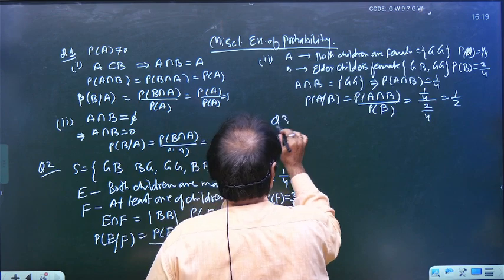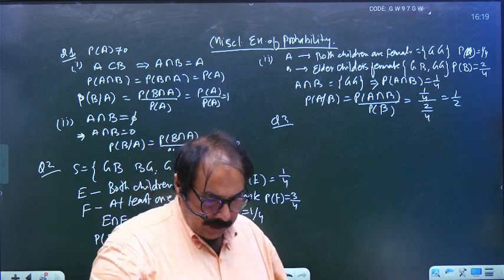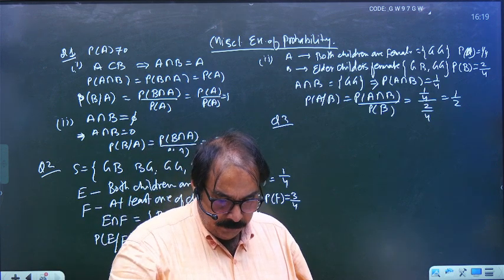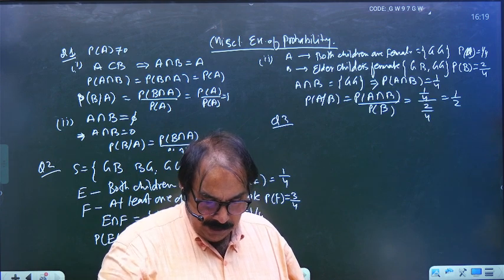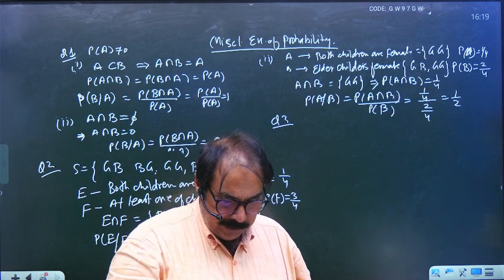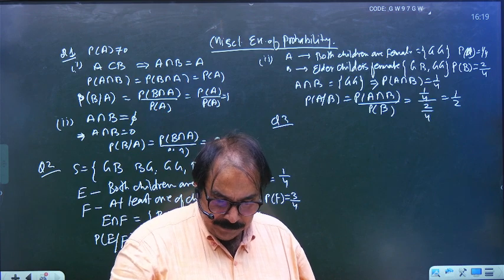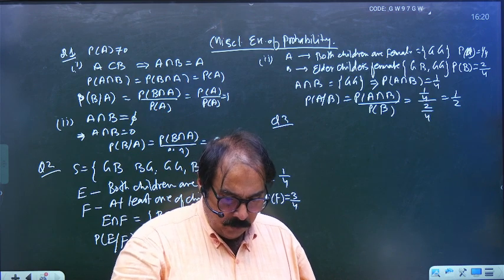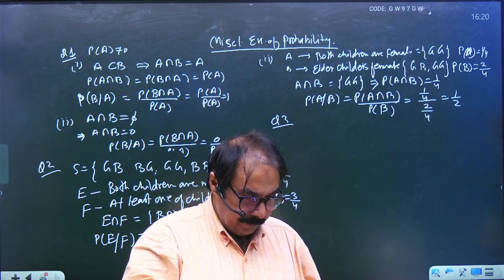Now the next question is question number 3. The third question is: suppose that 5% of men and 0.25% of women have gray hair. A gray haired person is selected at random. What is the probability that this person is male? Assume that there are equal numbers of males and females.